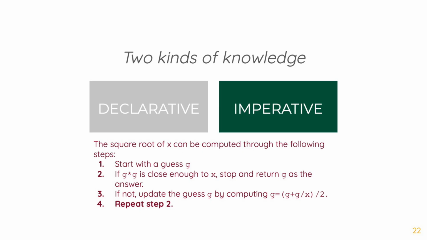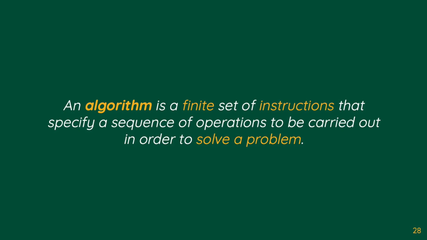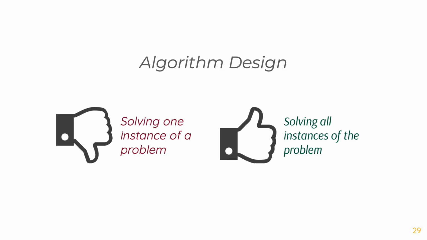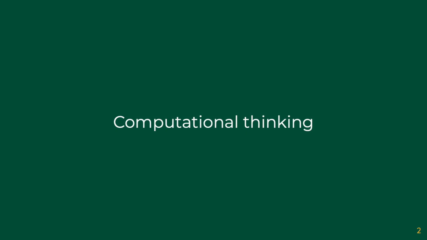In our example in getting the square root of a number, the steps that we have described is actually an algorithm. The algorithm is an example of a guess and check algorithm, which checks whether or not the guess is already a good one and can already be considered an output. More formally, an algorithm is a finite set of instructions that specify a sequence of operations to be carried out in order to solve a problem. Algorithm design is not about solving just one instance of a problem, but solving all instances of the problem. As mentioned earlier, computational thinking is dealing with problems in a systematic manner and formulating solutions that can be translated into instructions or algorithms that can be carried out by the machine.